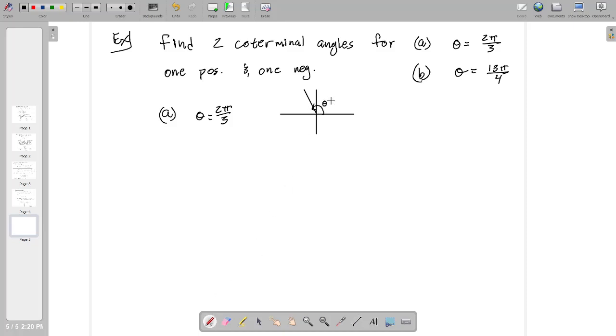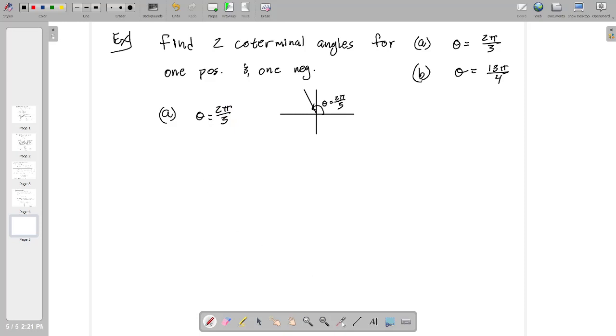This is theta equals 2 pi over 3. So we have this angle. Now, if I want a coterminal angle, I want to rotate another certain measure of angle and land in the same spot. And to do that, I can add a full circle. Now, a full circle is just 2 pi radians or 360 degrees. But since we're in radians, we're going to stick with 2 pi.